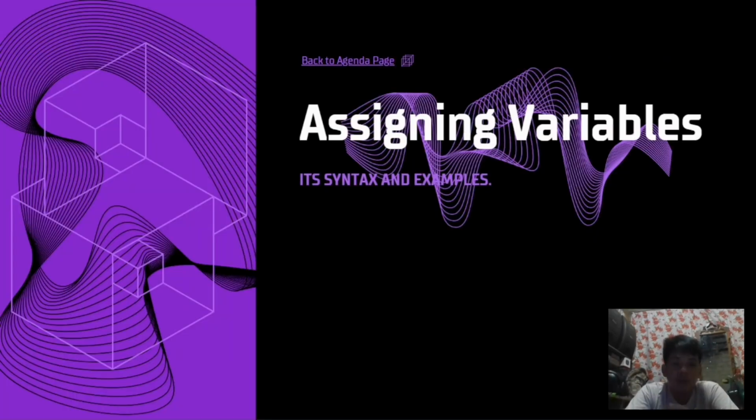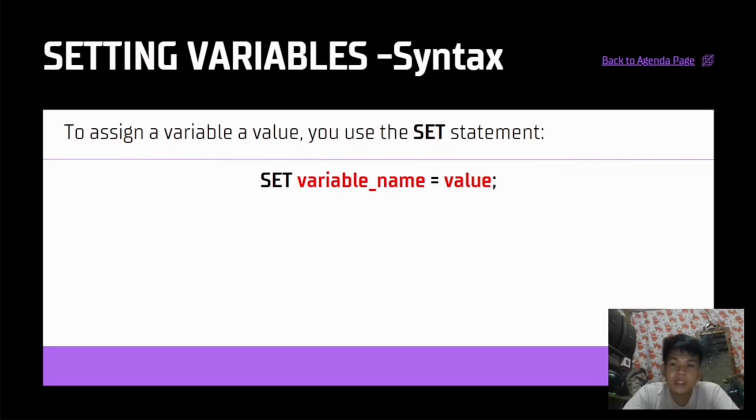Let's move on to assigning variables, its syntax, and example. Remember, guys, that once a variable is declared, it is ready to use. To assign a variable a value, you use the set statement. The syntax is set, space, variable name, equals, its value.